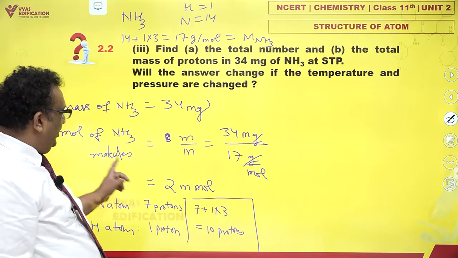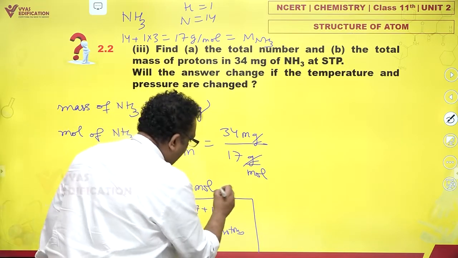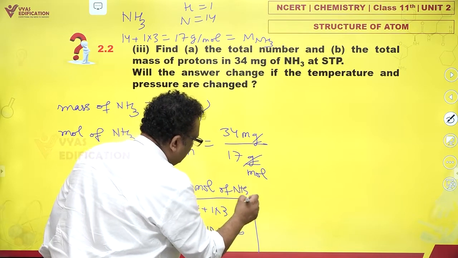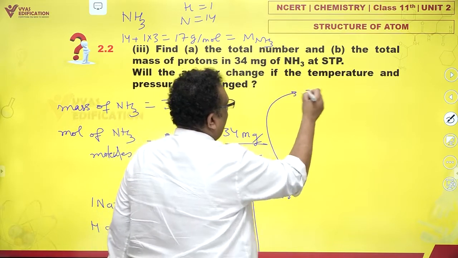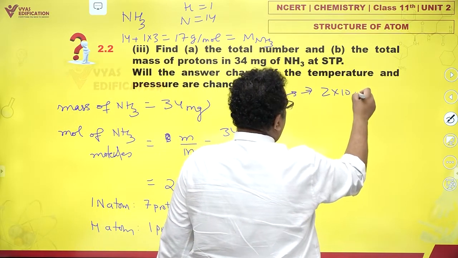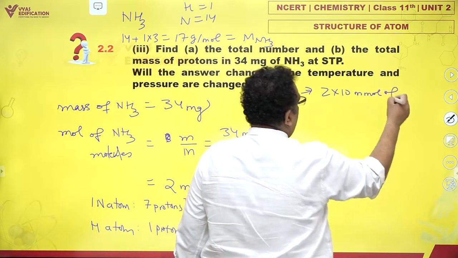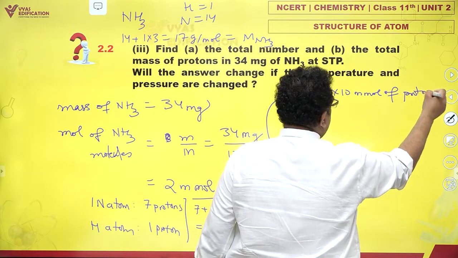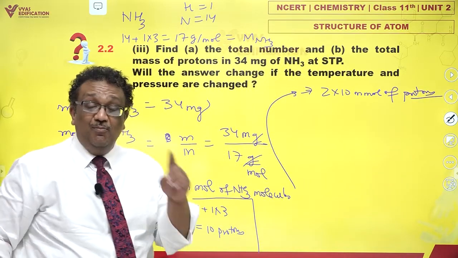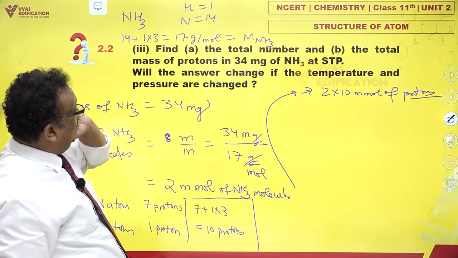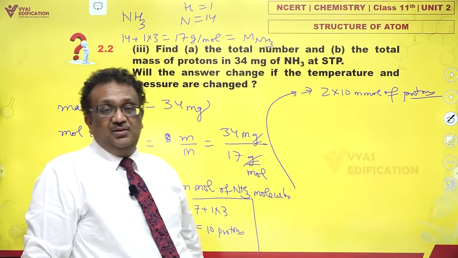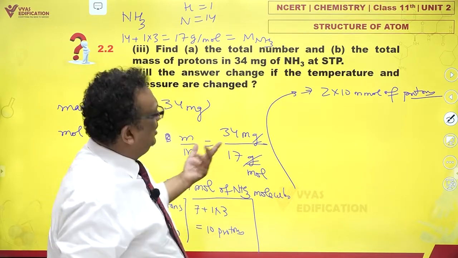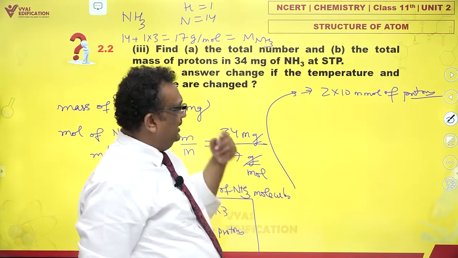Wow. So I have 20 millimoles of NH3 molecules, and this implies 2 into 10 millimoles of protons. So I have 20 millimoles of protons present in ammonia. Now I have to find the number and I have to find the mass. How can I find the number? The number is quite simple.